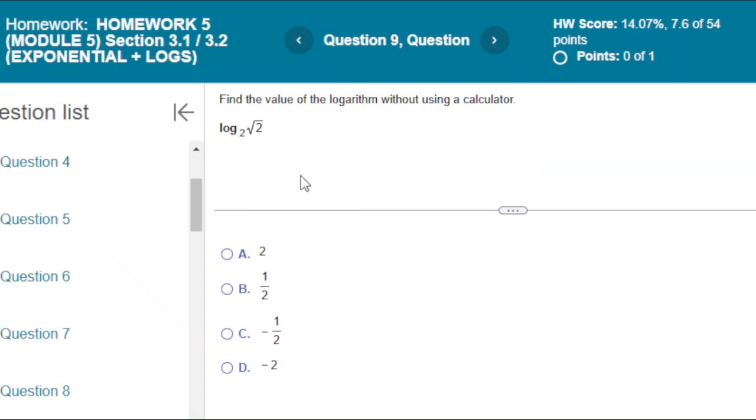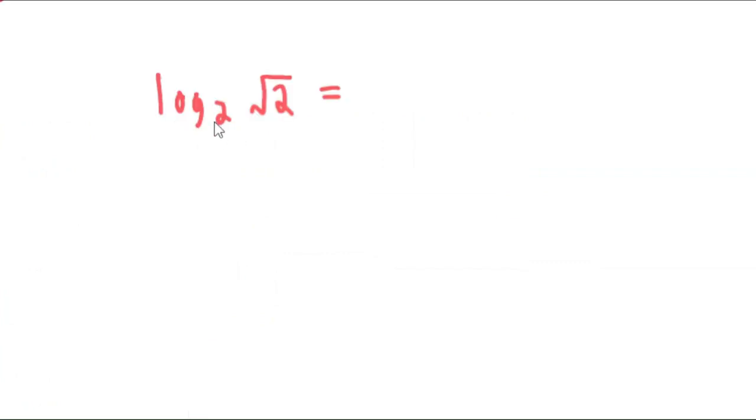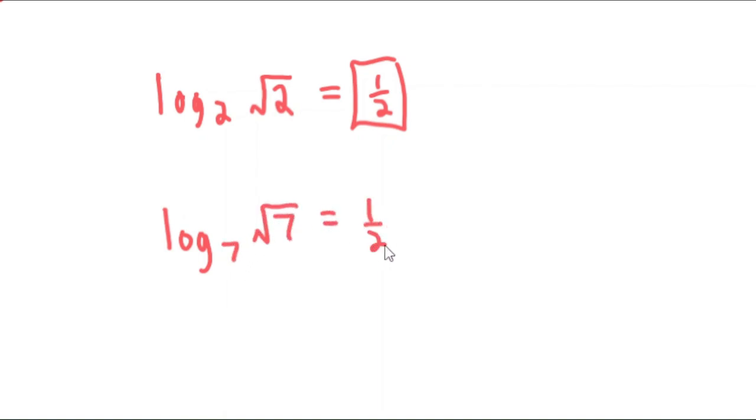How about this one? Log base 2 of the square root of 2. All right, now how do we do this one? Well, 2 to the what power equals the square root of 2? Well, isn't it 2 to the 1 half power? 2 to the 1 half power is like the square root of 2. So you could do a similar thing, like what is log base 7 of the square root of 7? Well, wouldn't it also be a half, right? 7 to the 1 half power is the same thing as the square root of 7.